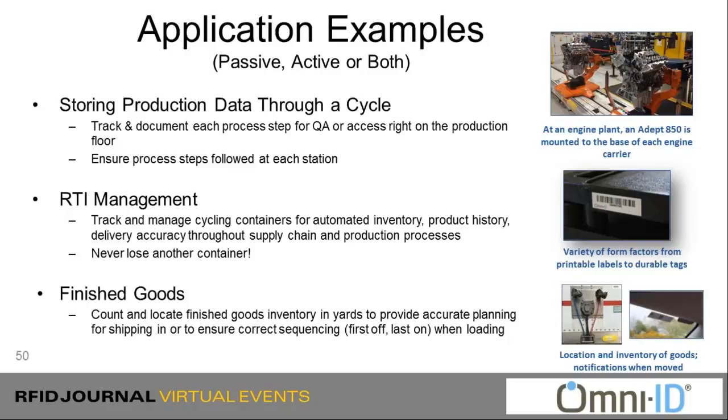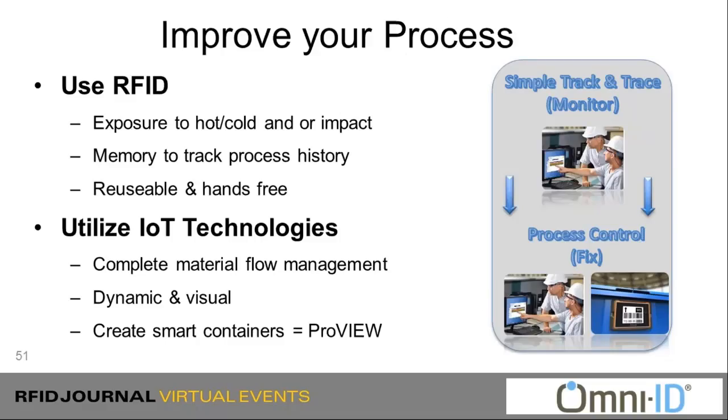Managing RTIs, I think we've talked about a lot. And finished goods, finding a car that's been parked in the lot or finding a truck trailer that's been parked out back for your yard master to find is a classic application of just straight tagging with no visual perspective on it. And again, all those are very possible, and they've come a long way since the old days. If you've tried them in the past and maybe had a failed project or you were not satisfied, you really should look at it again, because we certainly have improved the technology tremendously across the market space, not just Omni-ID, and I think many more things are possible than used to be.